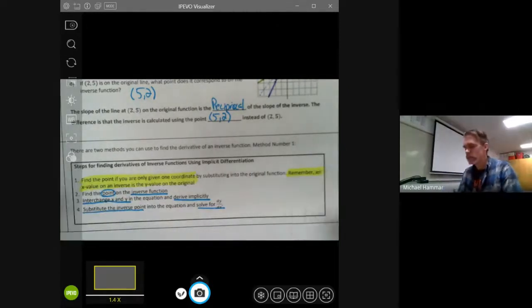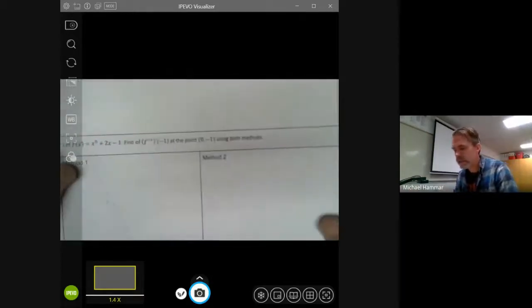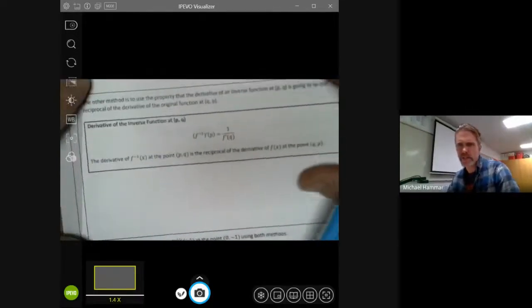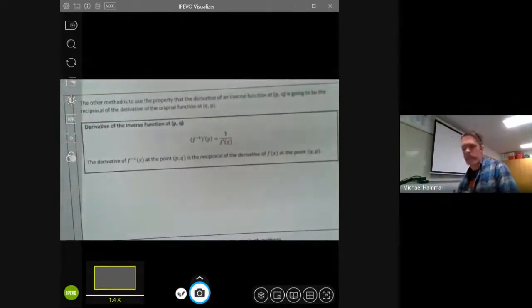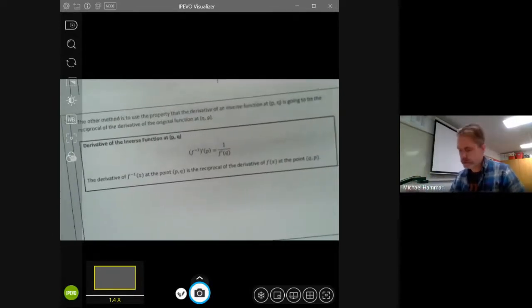Okay? So I'm going to show you how to do this in a different problem. Now, there is one other method before we even start to try to do some problems, and that other method kind of looks like this. It's more of a connection. The other method is just using some properties of derivatives and inverses.